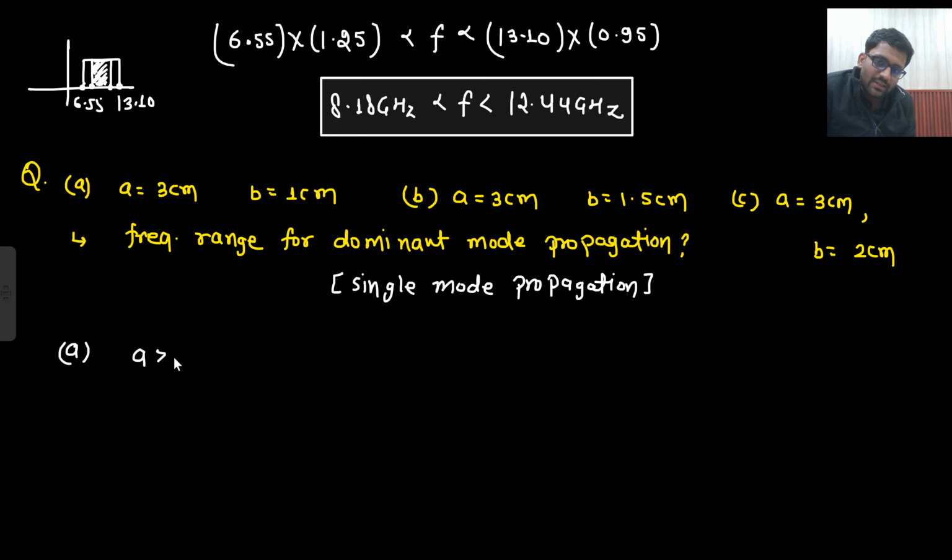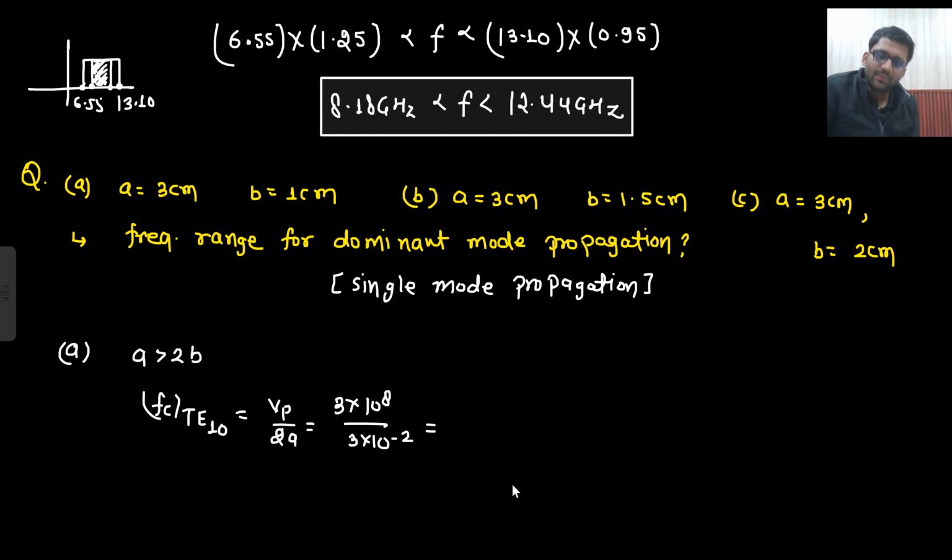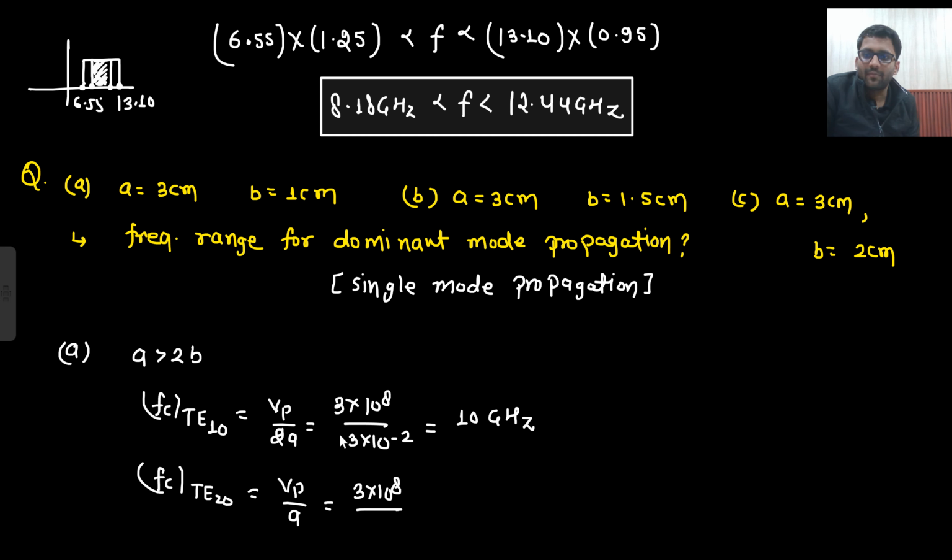First question, here A is greater than 2B, right? A is greater than 2B here. If A is greater than 2B, then what I will calculate? TE10, that would be Vp by 2A. What that would be? 3 into 10 to the power 8 divided by 3 into 10 to the power minus 2. So that would be 5 gigahertz. And if A is greater than 2B, then next I will calculate TE20. That would be Vp by A. So 3 into 10 to the power 8, again I am forgetting to multiply by 2. So this will be 5 gigahertz, and here this will be 10 gigahertz.